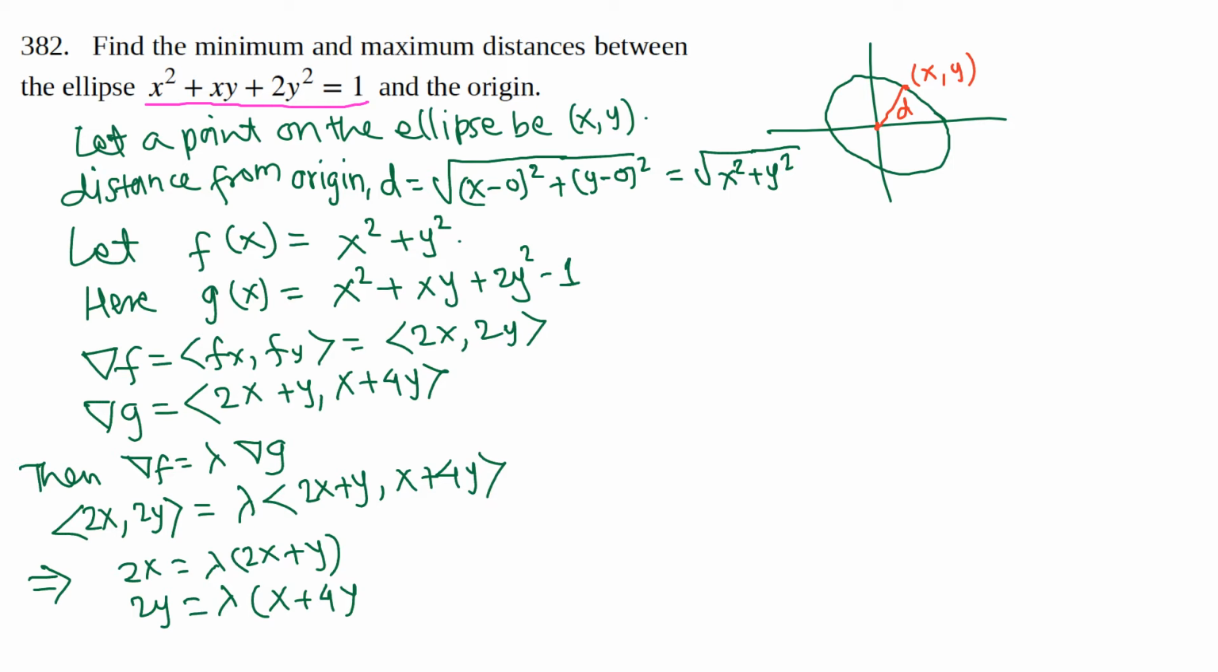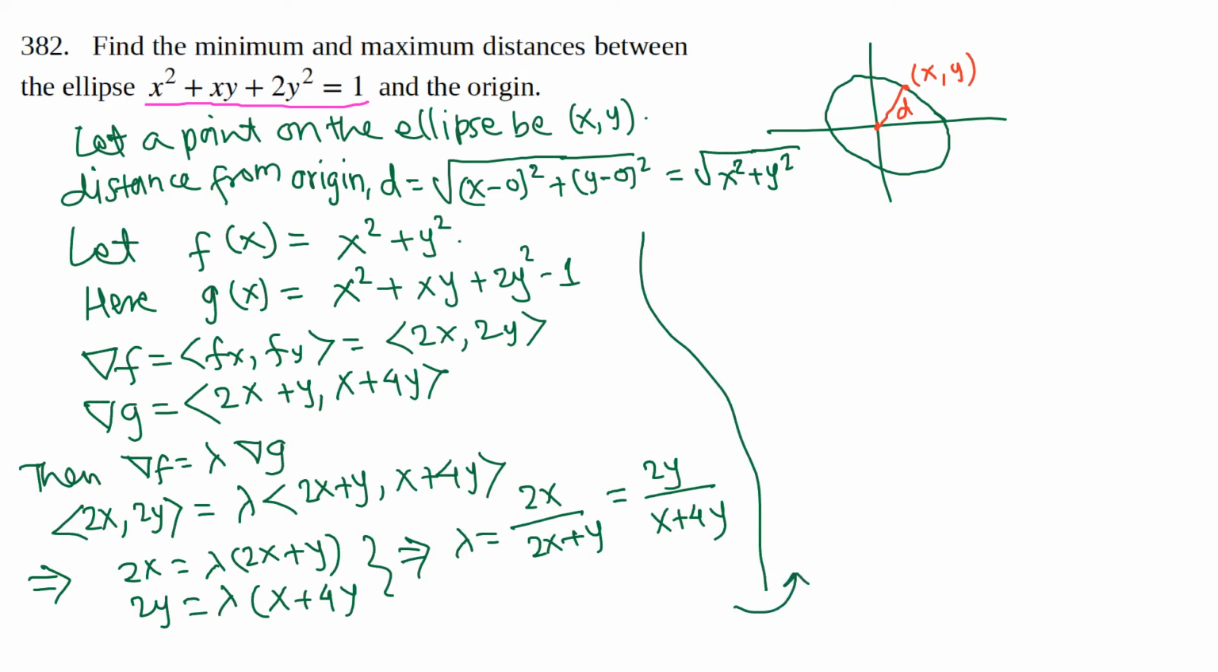That's the third equation. Now we need to solve these three equations to find x and y, this constraint and these two equations. Okay, so let's do that. Let's isolate lambda. From the first, lambda equals 2x over 2x plus y. At the same time, lambda is 2y over x plus 4y. This is lambda, this is also lambda, so these two ratios are equal.